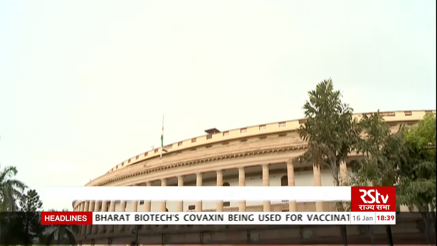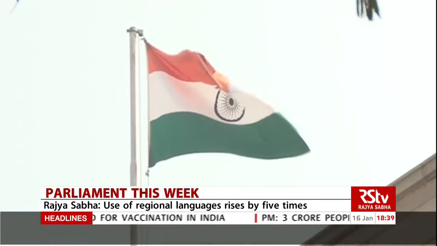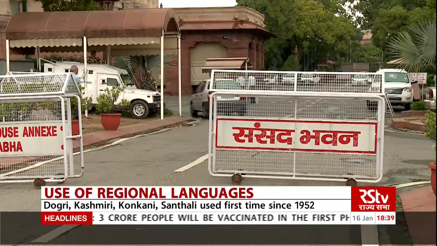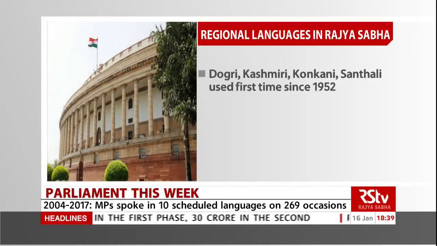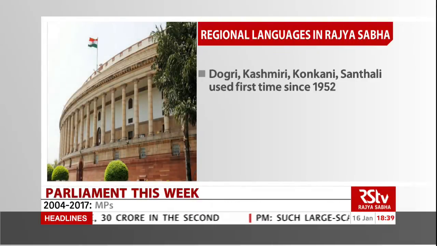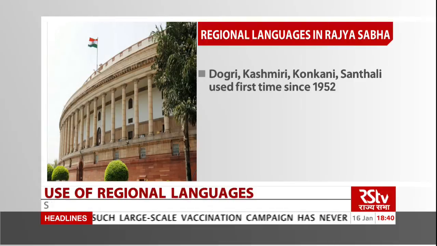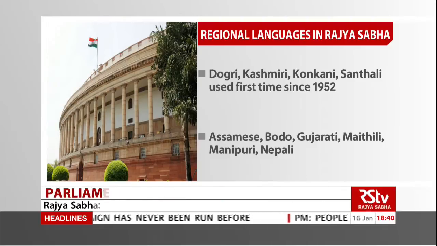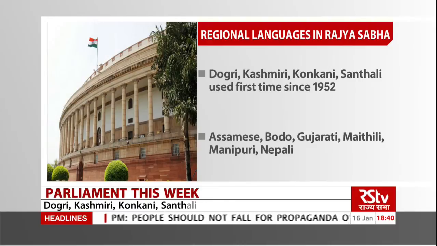Apart from Hindi and English, use of 21 other scheduled Indian languages increased to over 5 times per sitting in 2020 as compared to years from 2004 to 17. During this period, 4 languages, Dogri, Kashmiri, Konkani and Santhali, have been used for the first time since the inception of the upper house. 6 languages, Assamese, Bodo, Gujarati, Maithili, Manipuri and Nepali, have been used after a long gap.